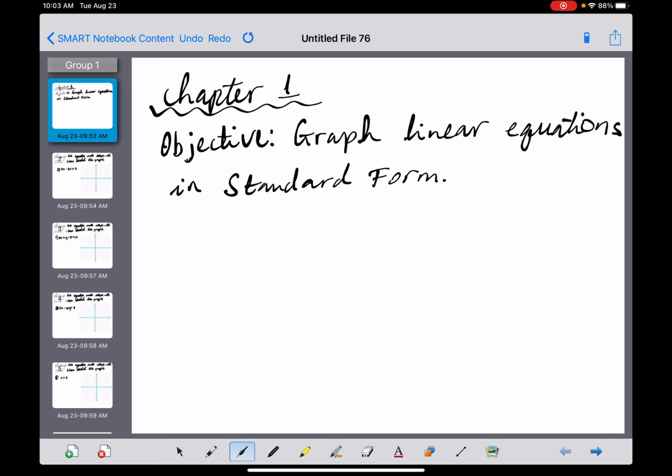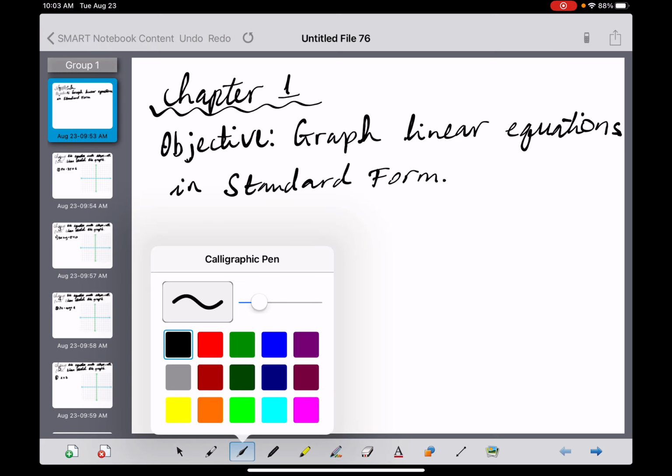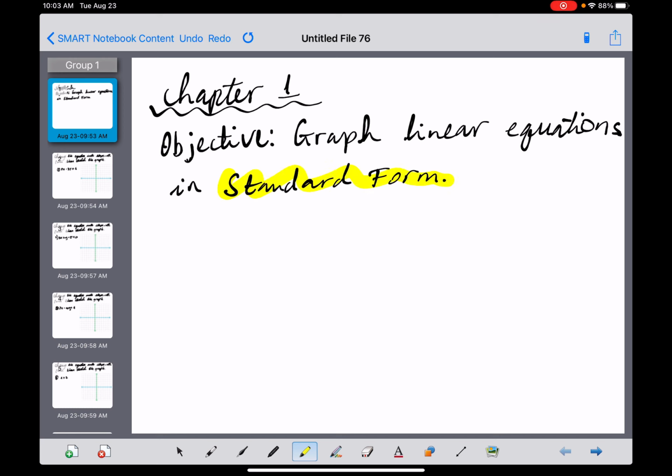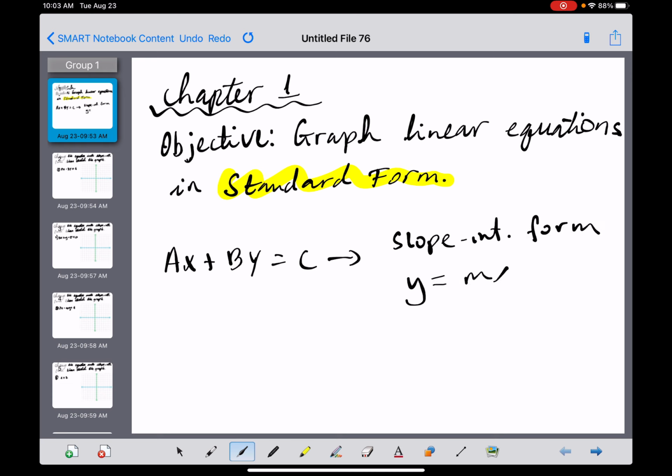Okay guys, in this lesson I'm going to show you how to graph linear equations that are in standard form. Standard form is ax plus by equal to c. Normally we cannot graph it in this form. We have to convert it to slope-intercept form, which is y equal to mx plus b, and then we graph it. If the question looks like standard form or non-standard form, whatever it is, we need to convert it to this form, and then we graph slope-intercept form.